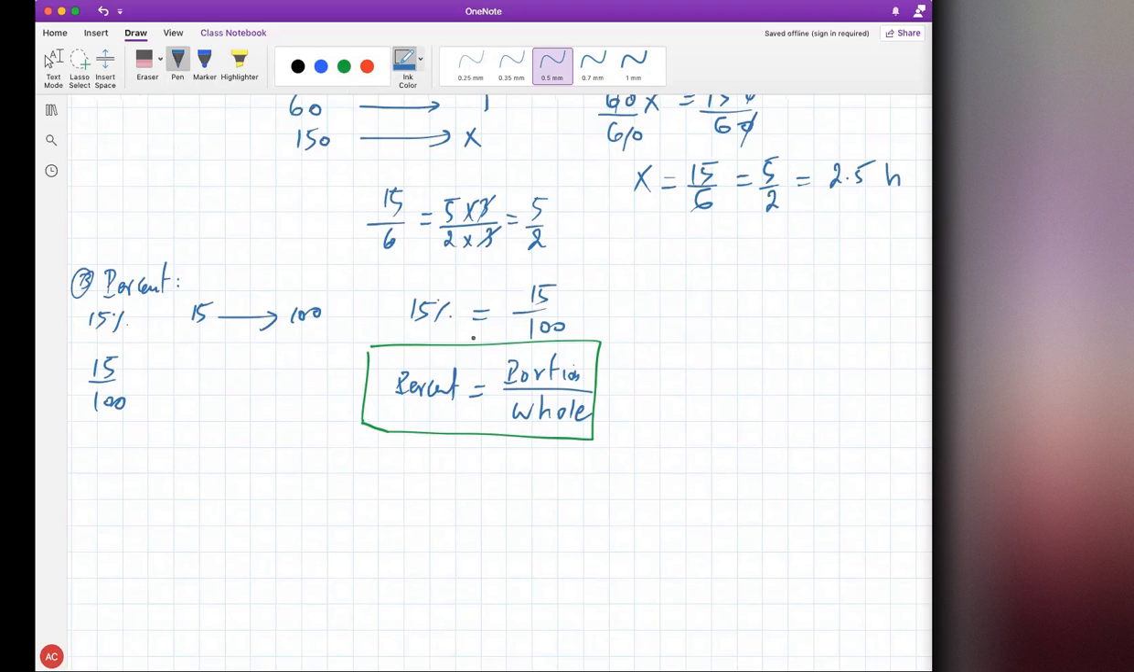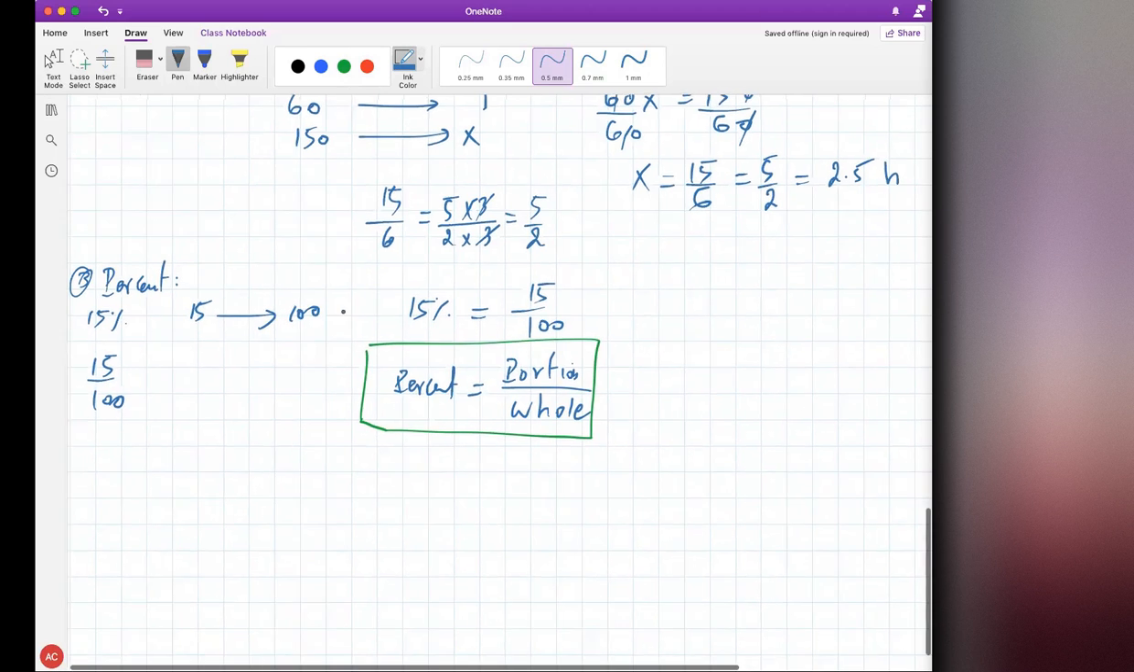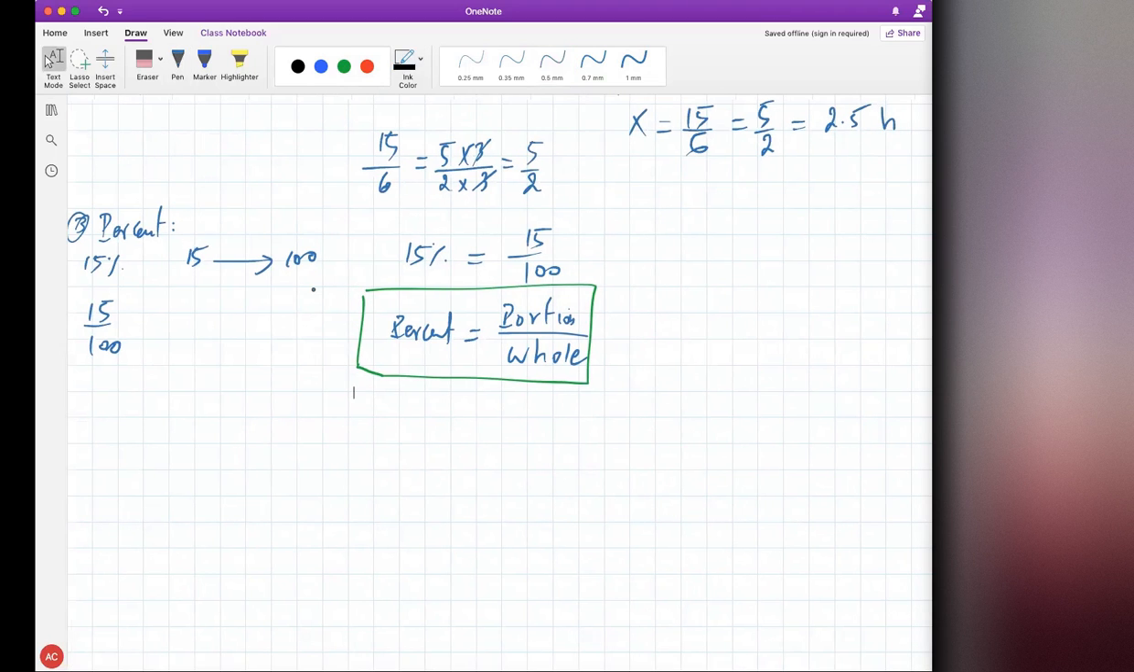Always, if you have a percentage problem, you can write it this way. So percent is basically equal to a portion over a whole. The whole for the first ratio is 100. So it's always something out of 100. So some of the questions you can solve is, for example, 20%.